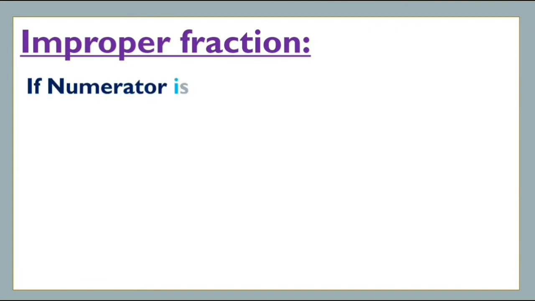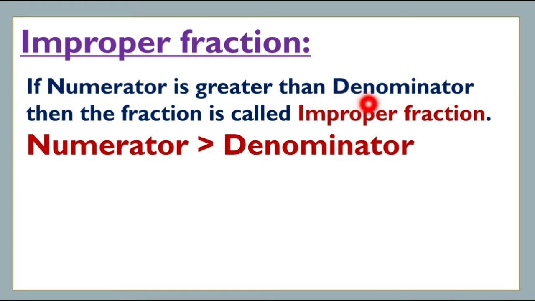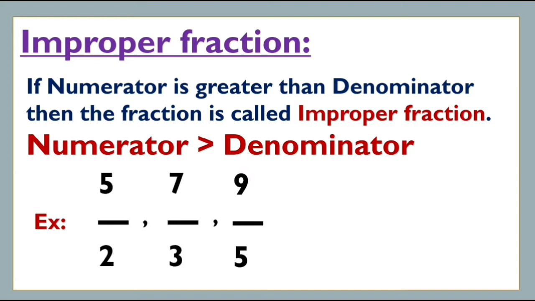Improper fraction. If the numerator is greater than the denominator, then the fraction is called an improper fraction. So the numerator must be greater than the denominator. See some examples. 5 by 2, 7 by 3, 9 by 5. In all these examples, observe that numerators are greater than the denominators.